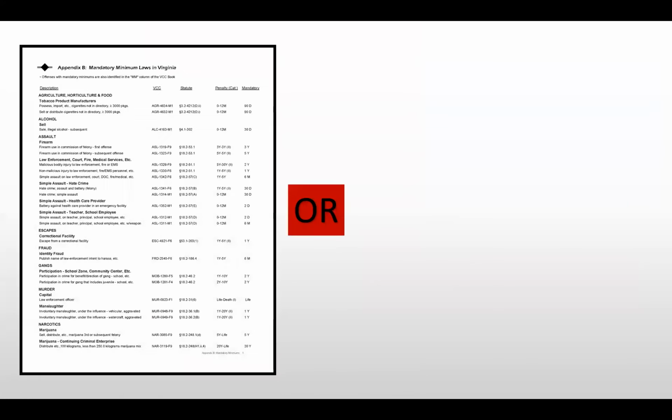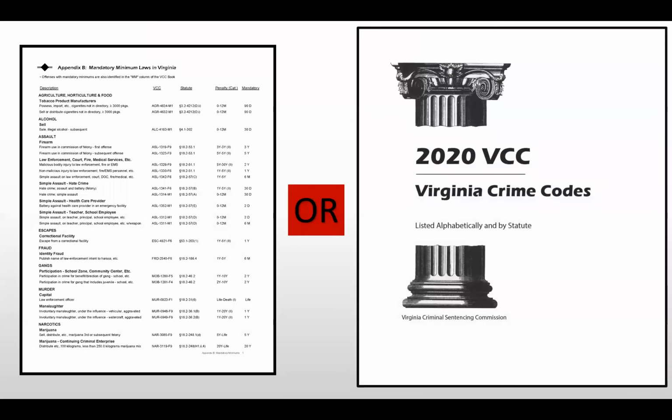Now, users have two resources available to them in order to identify mandatory minimums. First of which is Appendix B in the Guidelines Manual, and the second and most efficient would be the VCC book.